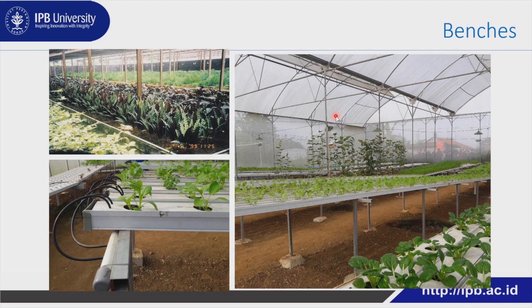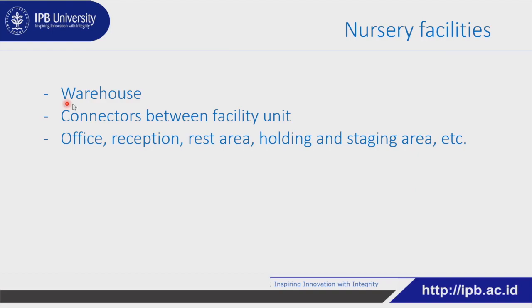And the other nursery facilities are the warehouse and then connectors between facility units. You should have a nice pathway for walking, right? And the others are office, reception, rest area, holding, staging area, and so on. Of course, you don't need to put it all in a fancy way. You can just start with a small house, and then you can divide it into rooms, such as the reception area, the office, the rest area, and so on.